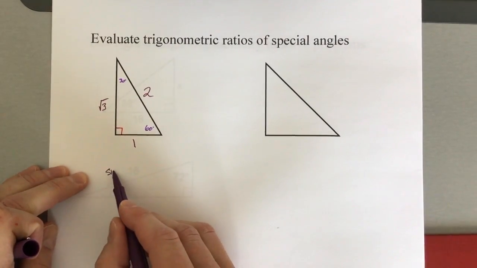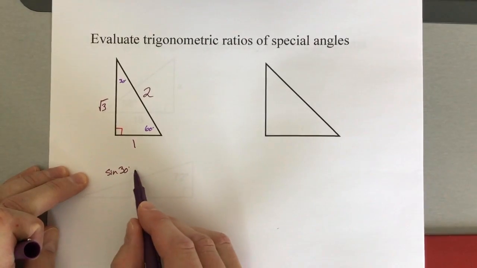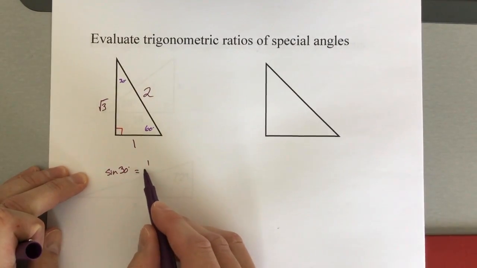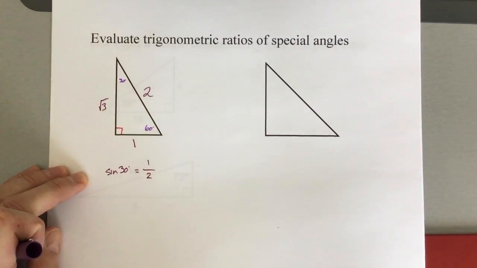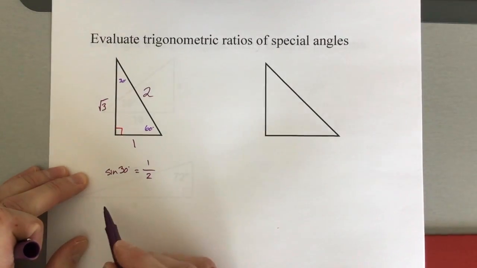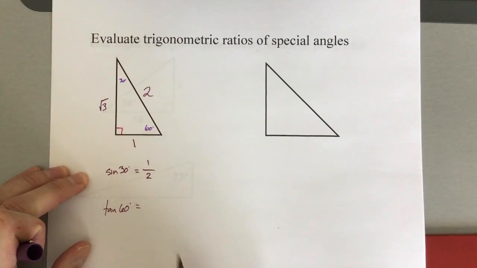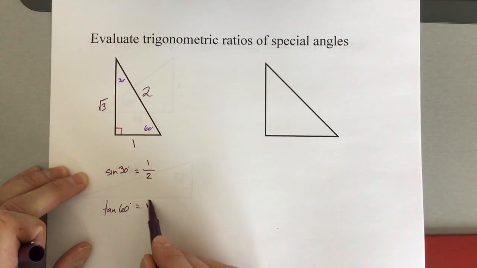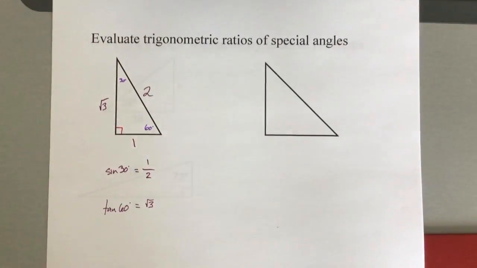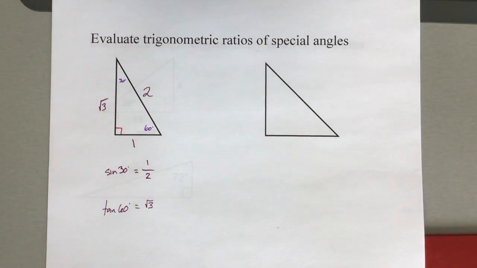So use that to go back and review things like the sine of 30. Opposite leg is 1. Hypotenuse length is 2. So the sine of 30 degrees is 1/2. Or the tangent of 60 degrees. 60-degree angle, the opposite leg is the square root of 3. The adjacent leg is 1, so our tangent of 60 degrees is the square root of 3.